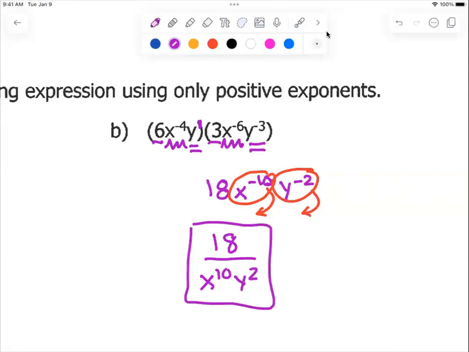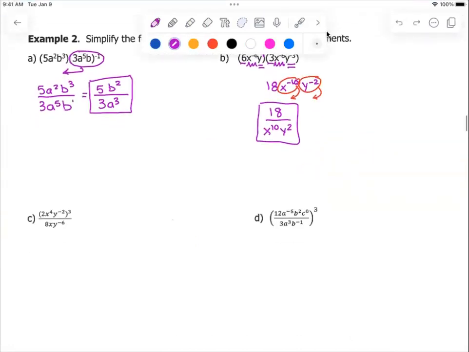Is this the only way to do it? No. Could you have moved your negative exponents right away and then simplified? Yes. But I multiplied and then moved my negatives. Again, you could have moved your negatives and then simplified and did your multiplication and division.